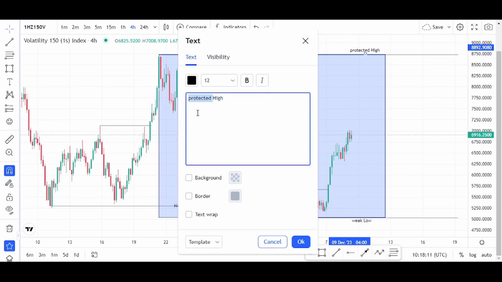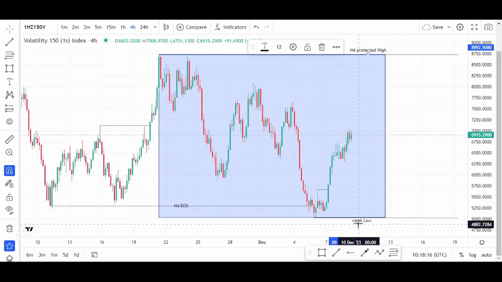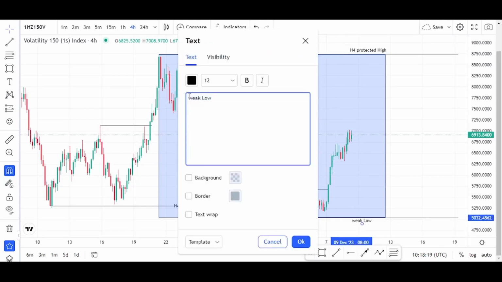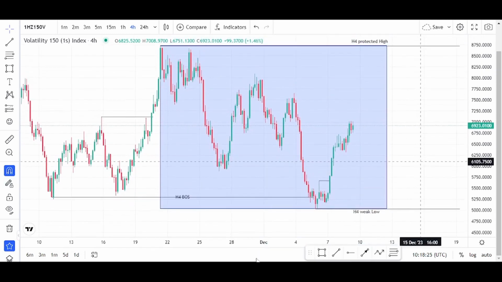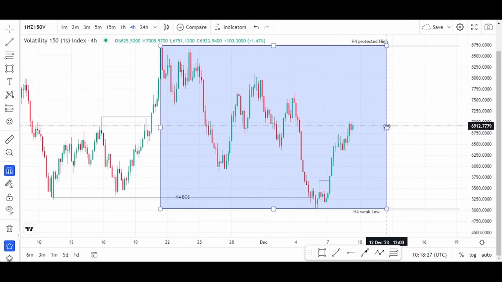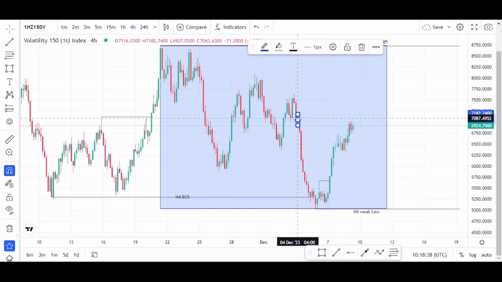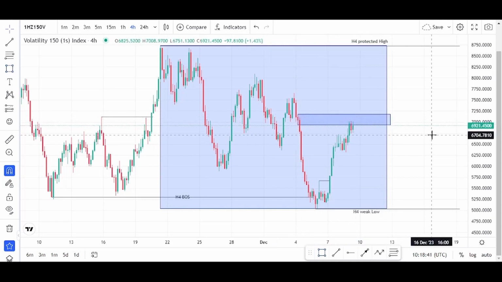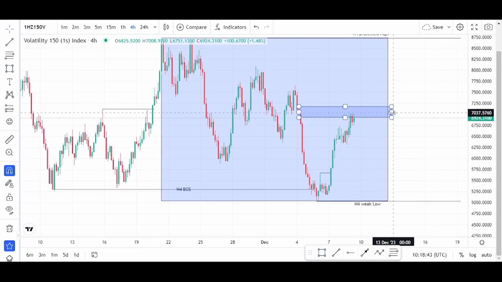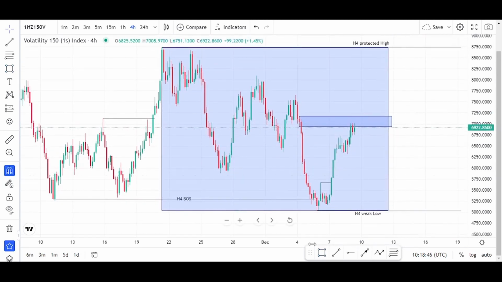I forgot to mention that there's an H4 protected high and an H4 weak low. Okay. Above our premium levels, we can see that immediately we had this red candle as our supply zone, as our first PDRA, or as our first premium level to reject from. There'll be our first supply zone, and this will be our second supply zone.